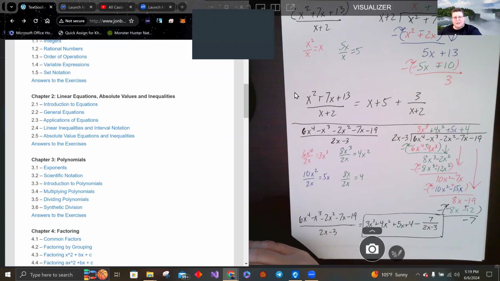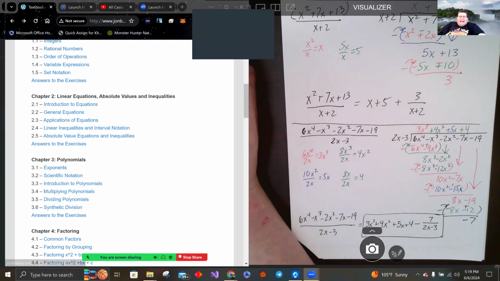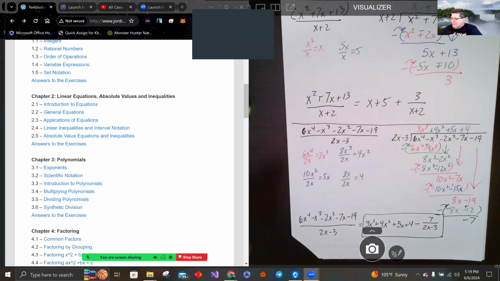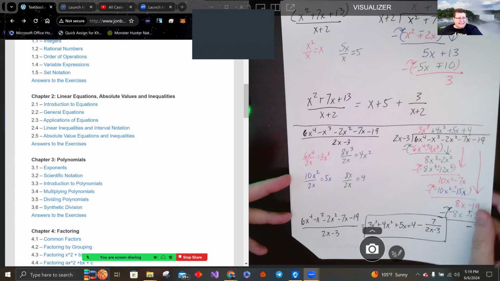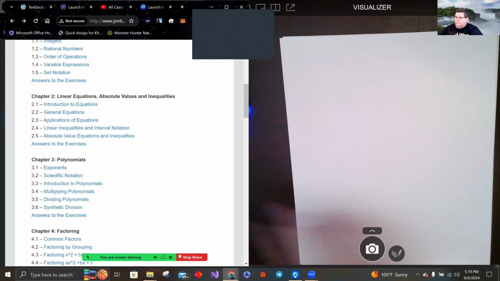There is an easier way to do that. That is synthetic division. It's the next video, and I'll show you how to do that when we get there. I just want to show you one that has gaps in it, and then we'll be done with the entire section.